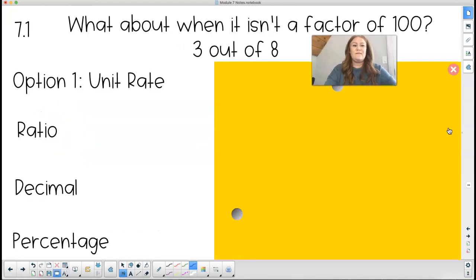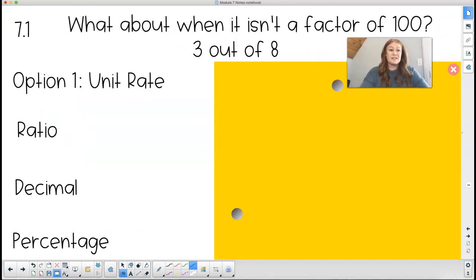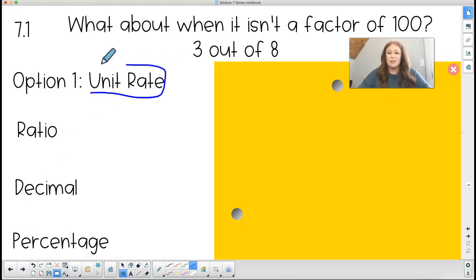So now what if our numbers are not nice factors of 100, right? 20 went into 100, but not every number can go nicely into 100. So our first option is to write this as a unit rate. We know unit is 1. So we can compare it to a 1 and then take that and go to 100.